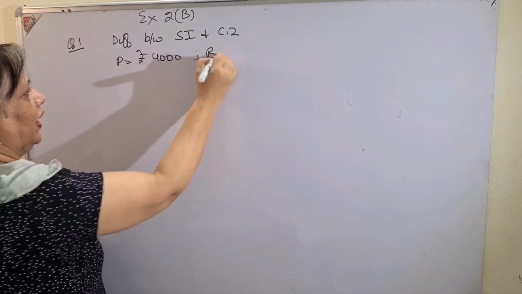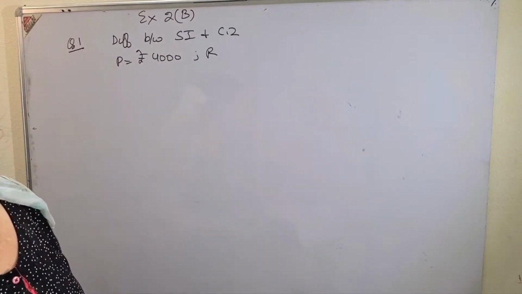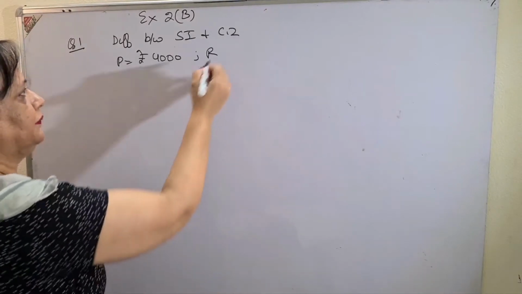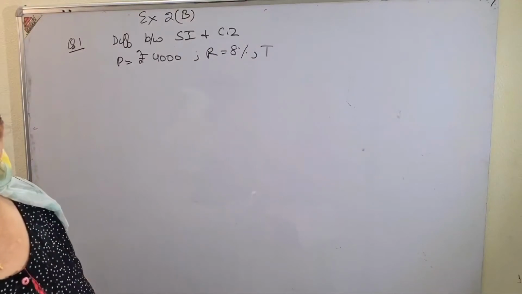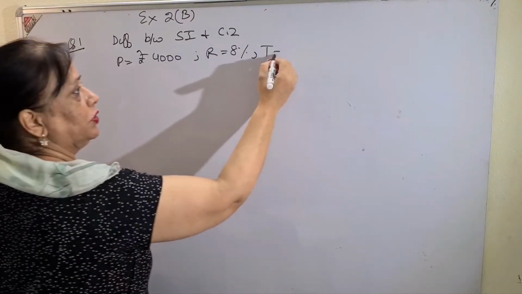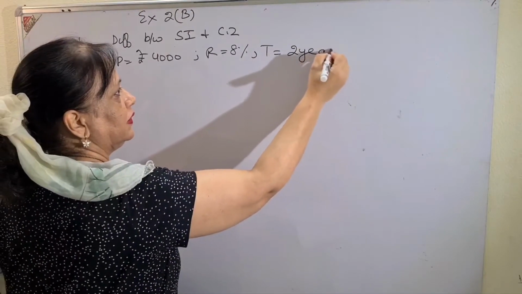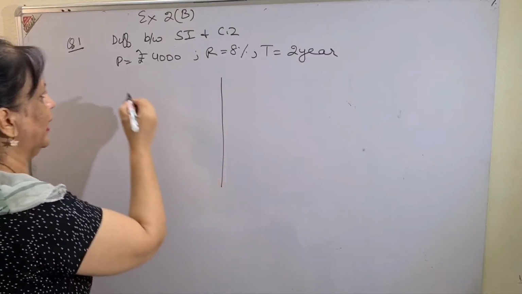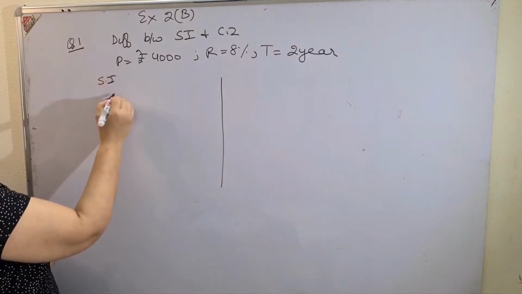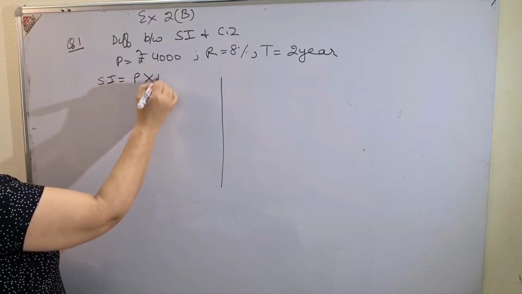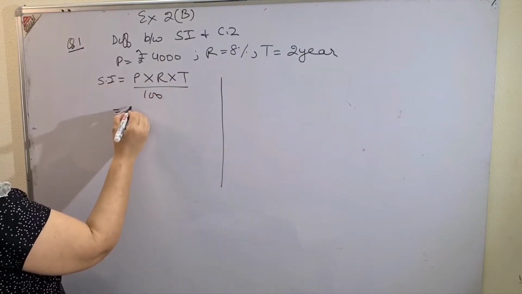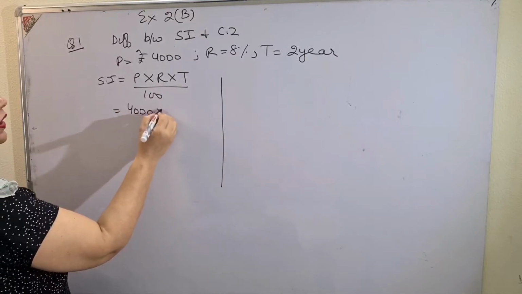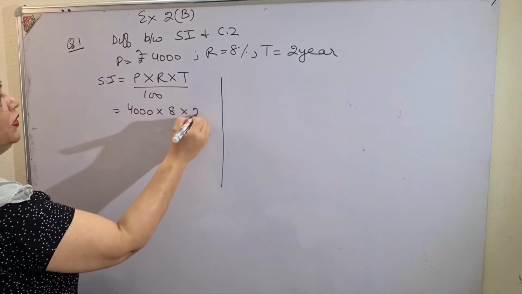Rate is given. I have asked you to take out the data first. Rate is 8%, and time is of course 2 years. So I am putting a line in between for SI. It is very simple. SI is equal to P into R into T upon 100. From here you will understand the difference more. 4,000 into rate is 8 and time is 2.